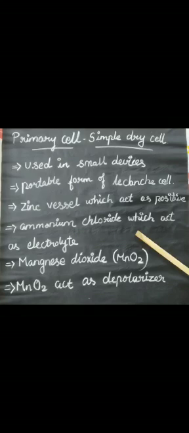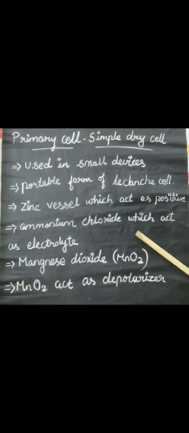The dry cell is normally used in small devices. As we already saw in the primary cell, it is used in remote controls for TV, torches, cameras, and toys. The dry cell is a portable form of the Leclanche cell. It consists of a zinc vessel. The zinc vessel is acting as a positive electrode or anode.